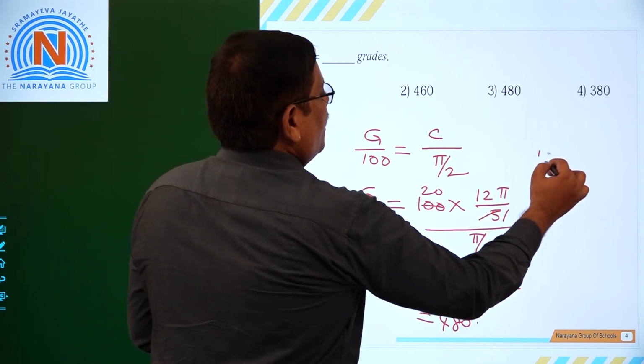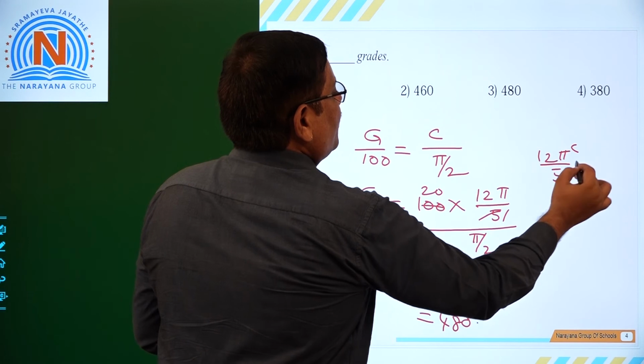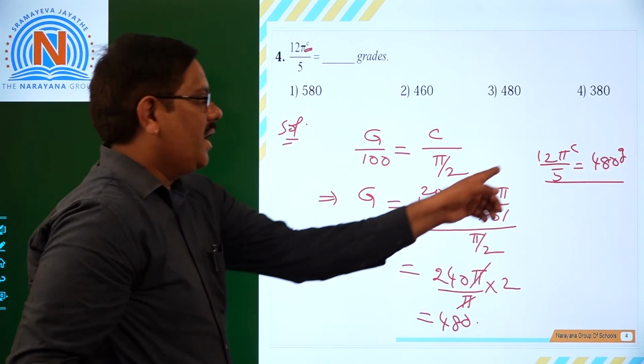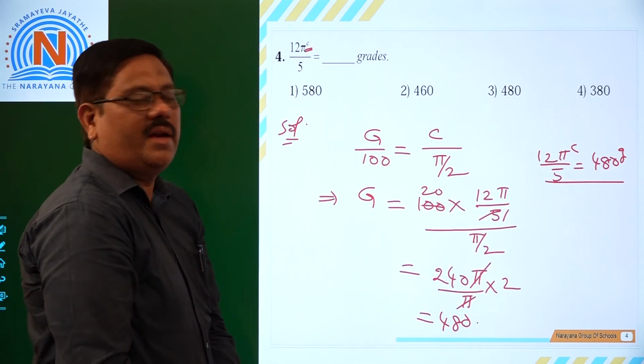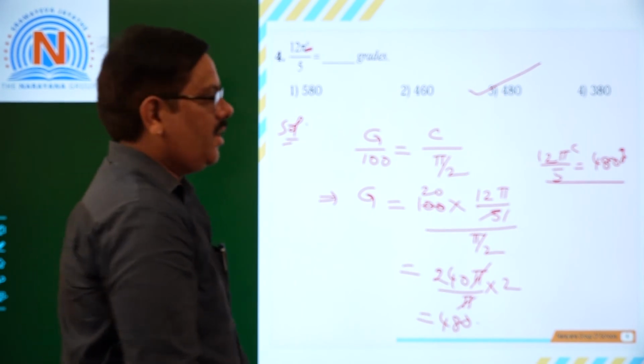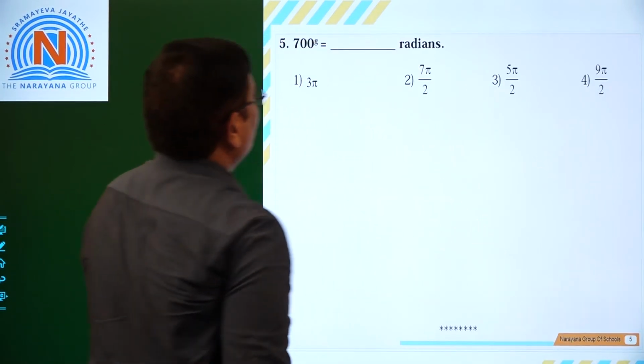Means we can say 12 pi C by 5 is equal to 480 grades. So 12 pi by 5 radians is equal to 480 grades. So out of the given options, which is the right answer? The third option is the right answer. Now let us see the next question.